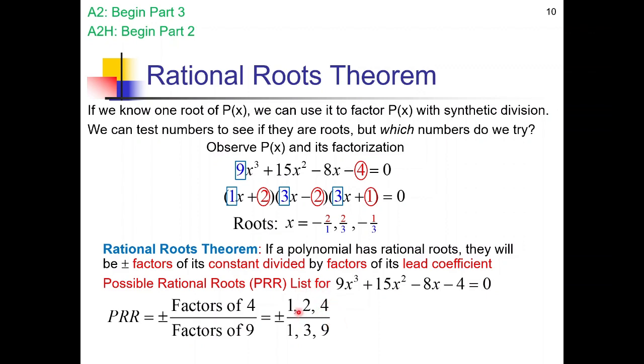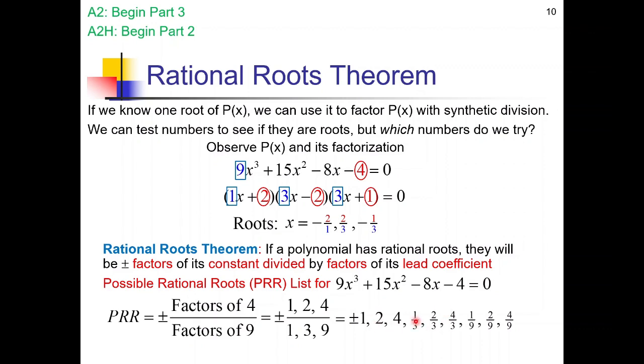So we have 1, 2, and 4, all of them divided by 1. So that would just be 1, 2, and 4 if we reduce it. We also have 1, 2, and 4, all of them divided by 3. So 1/3, 2/3, 4/3. And then finally, we have 1, 2, and 4 divided by 9. So 1/9, 2/9, and 4/9. And sometimes you have to double check because every now and then you can reduce something in your list to a number that was already in your list. In any case, this is the list of all the possible rational roots.